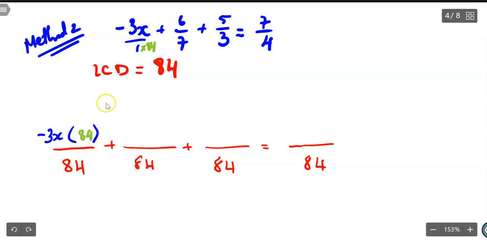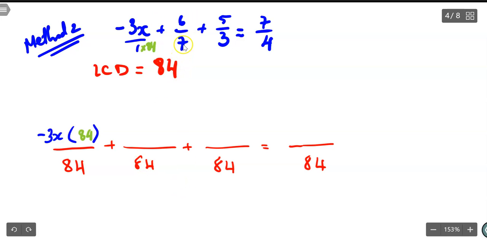So now you see that equivalent fraction means whatever you multiply the denominator by, you must multiply the same number with the numerator. From 1, I have the common denominator at 84. That means the operation is to multiply, so I multiply 1 by 84. I do the same thing with the numerator, in this case negative 3x. I multiply that with 84, and I put it in brackets here. Now the next step is to go to the second fraction.